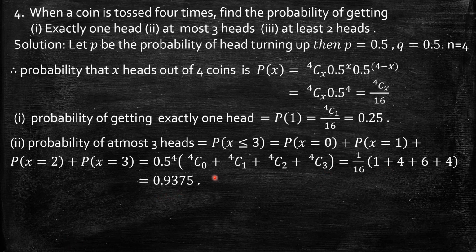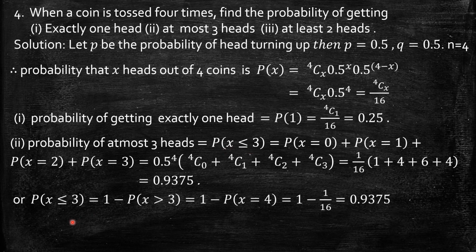0.9375. Another way of solving this, probability of x less than or equal to 3 is the complement of probability of x greater than 3. Or we can go this way also. So probability of x greater than 3, since n is 4, we have only one value left out, that is x equal to 4. So 1 minus probability of x equal to 4. So that is 1 minus 1 by 16. Put x equal to 4 over here. 4C4 by 16, that is 1 by 16, which also gives the same answer, 0.9375.